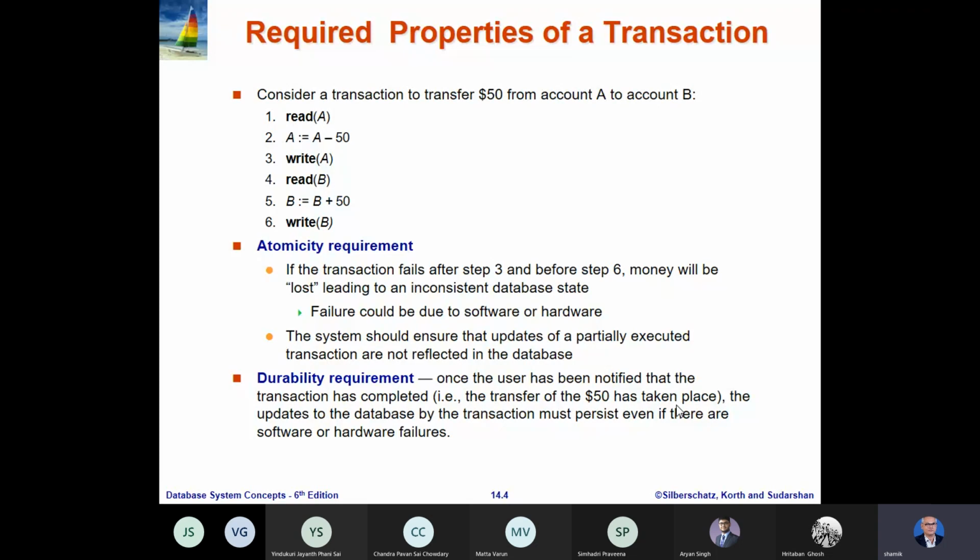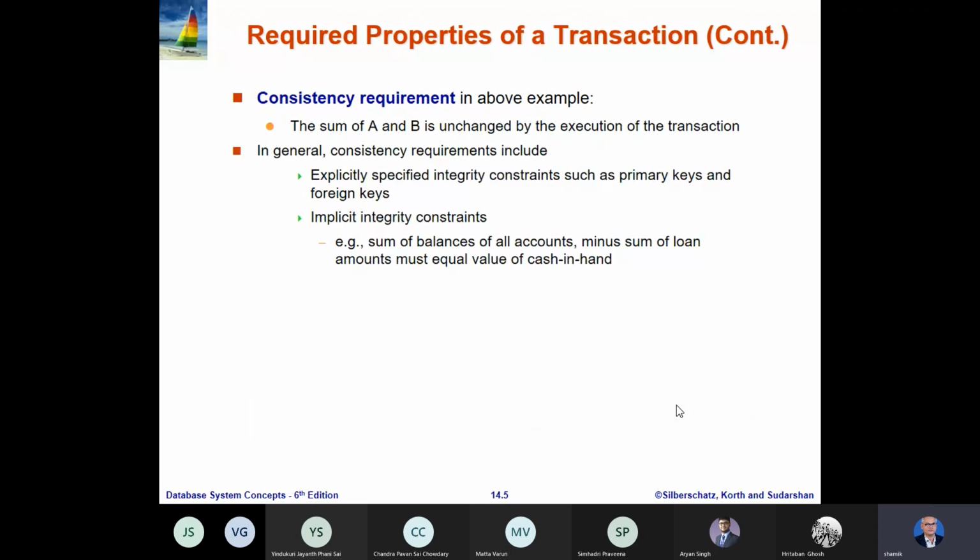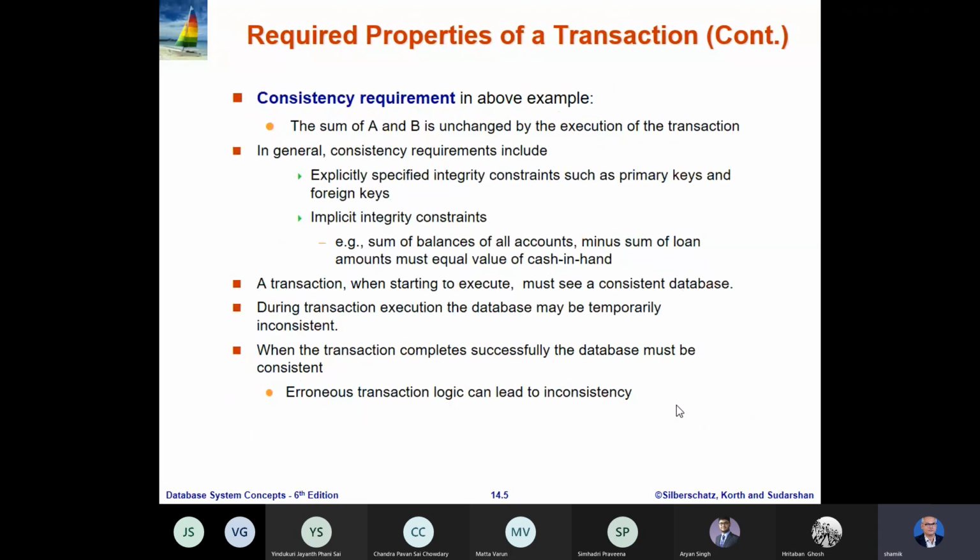So it should deduct that X from the source account and then add that X to the destination account, right? Now, if instead of writing A equal to A minus X and B equal to B plus X, the programmer has written A equal to A minus X and B equal to B plus 2X, then the database cannot do anything about it. And that is what is called consistency. So this property means that transactions will lead the database from one consistent state to another consistent state. That is what is called the property of consistency of transactions.